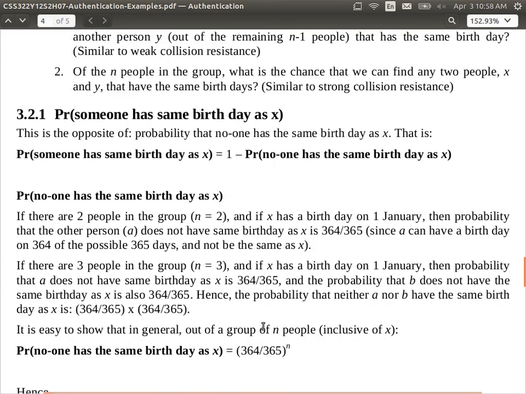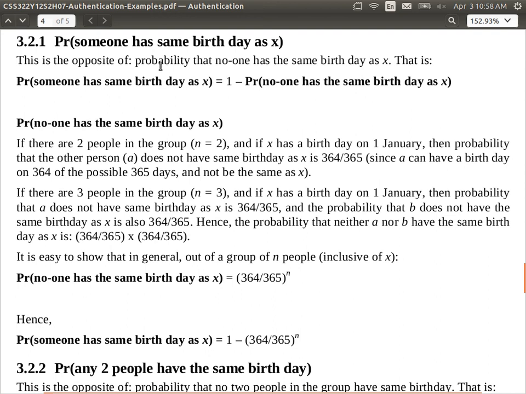You can read through, but we look at the first one we looked at: what's the probability that someone has the same birthday as Steve, or X in general? That was the first thing. We can look at it from the perspective that the probability that someone has the same birthday as me is 1 minus the probability that no one has the same birthday as me. If there's a group of two people, then it's just 364 out of 365. If there's three people, it's 364 out of 365 squared. And with n people, we can generalize to n, and 1 minus that is the probability that someone has the same birthday as me.